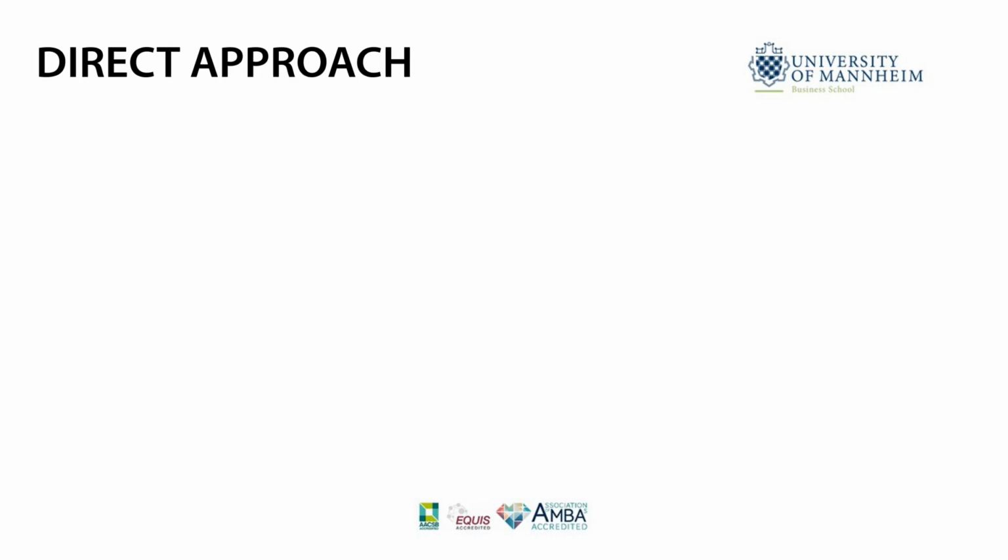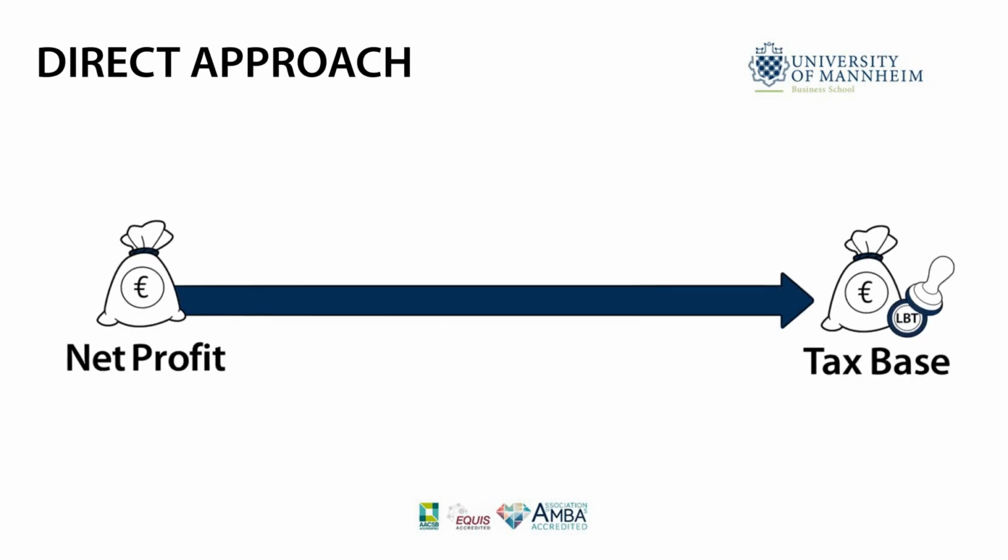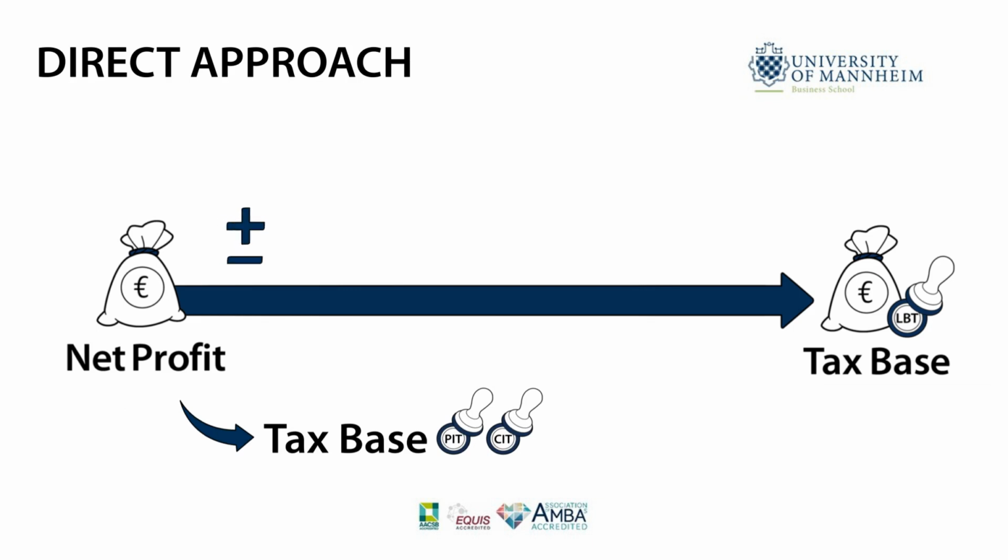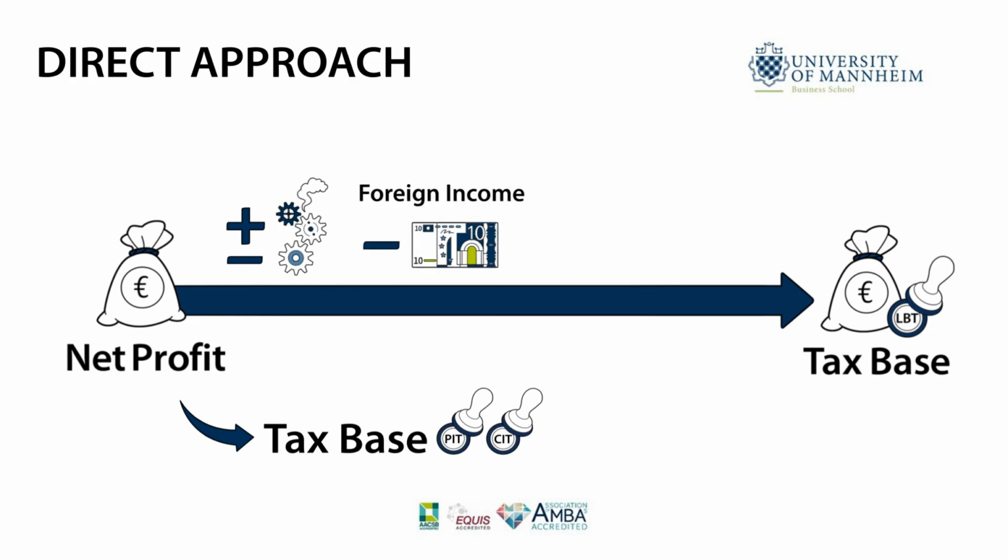To determine the local business tax base, the starting point is the net profit, which also constitutes the corporate or personal income tax base. However, for local business tax purposes, this net profit is adjusted by a number of items, for example, by subtracting foreign income or by partially adding back interest costs.